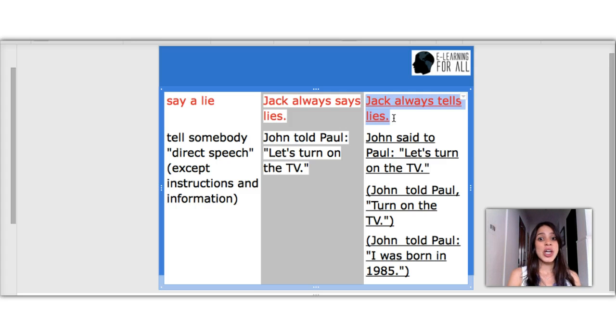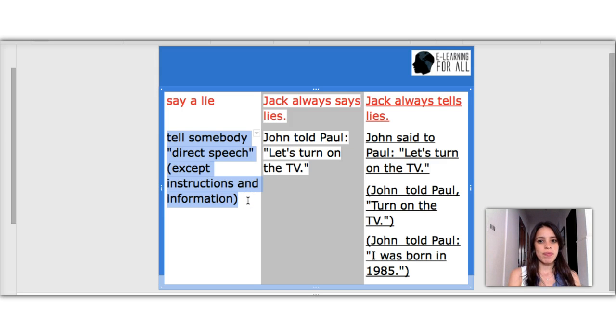Jack is a liar. He always tells lies. Okay? You cannot tell somebody in the direct speech, except when you are giving instruction and information.